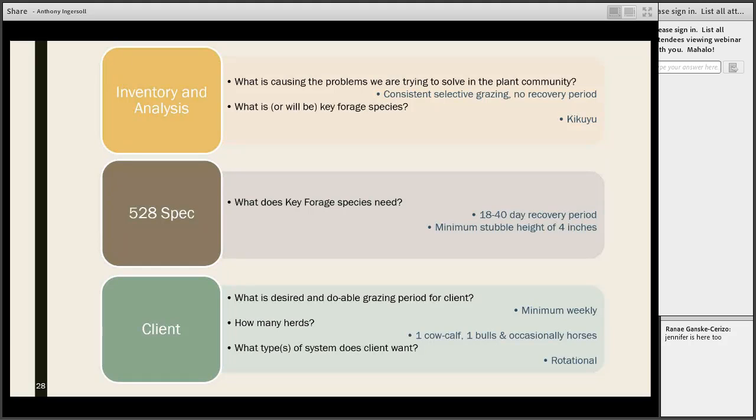From the client, we know that his desired and doable grazing period, he told us, was the very shortest he could do is 1 week because he works during the week. And how many herds? Well, he's just got 1 herd now, and he kind of thinks it might be helpful for him to go to a seasonal breeding. So he tells you, okay, I want to keep the cow-calf herd, and I'd like to be able to manage my bulls and possibly a horse or two occasionally. If my cousin's going to come over and bring his horses out, I'd like to be able to put them somewhere and manage them. And what type of system does he want? Well, he's been hearing about and talking about and learning about rotational grazing, and he thinks that's probably where he'd like to start. So, all right.